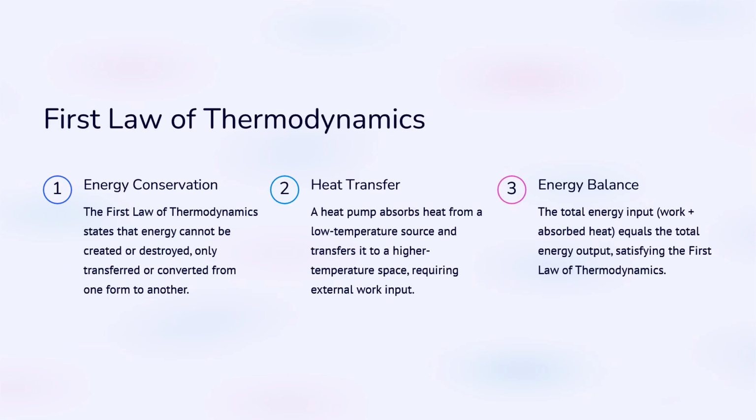The first law of thermodynamics. 1. Energy conservation. The first law of thermodynamics states that energy cannot be created or destroyed, only transferred or converted from one form to another. 2. Heat transfer. A heat pump absorbs heat from a low temperature source and transfers it to a higher temperature space, requiring external work input. 3. Energy balance. The total energy input equals the total energy output, satisfying the first law of thermodynamics.